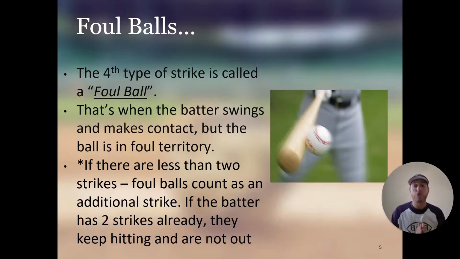If the batter has 2 strikes already, they keep hitting and they are not out. So think about this. If the batter already has 2 strikes and they get a foul ball, that's called staying alive. They're staying alive and they are able to continue to hit until they either get a hit or hit it into the field or strike out. But if they get a foul ball, then they are not out, and that does not count as an additional strike. It only counts as an additional strike if the batter has 0 strikes or 1 strike.